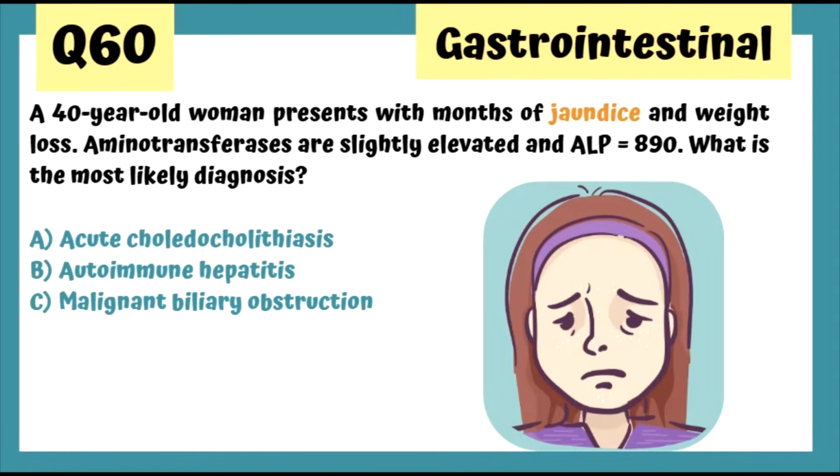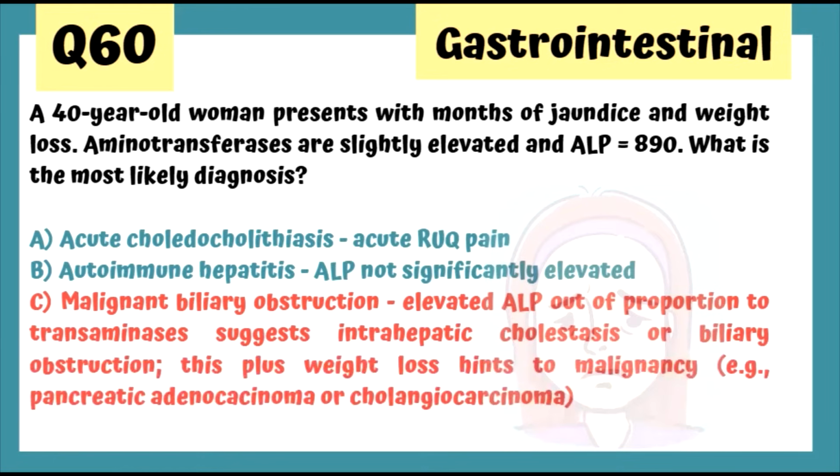Question 60. A 40-year-old woman presents with months of jaundice and weight loss. Aminotransferases are slightly elevated and ALP is 890, really high. What is the most likely diagnosis? So here we have jaundice, weight loss, and ALP being 890. That's malignant biliary obstruction. Elevated ALP out of proportion to the transaminases suggests intrahepatic cholestasis or biliary obstruction. So this plus the weight loss points in the direction of malignancy. For example, a pancreatic adenocarcinoma or cholangiocarcinoma causing obstruction.